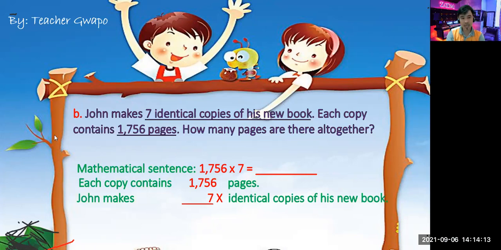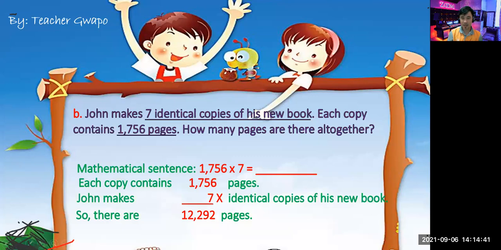Now, here we go. John makes 7 times 1,756 is equals to 12,292. So in 7 books, there are 12,292 pages. Wow. So many, a lot. Maybe the book is very thick.